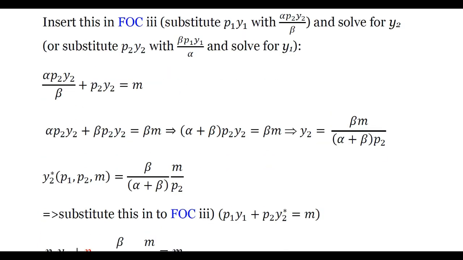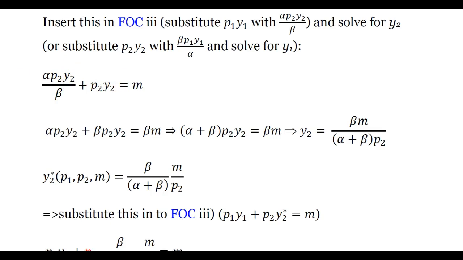And then you put that one into the first order condition number 3. So for instance, we substitute P1 y1 with alpha P2 y2 divided by beta, and then we can solve this for y2. So here we got it. Substitute P1 y1 with this expression, and then we have P2 y2 equal to m.